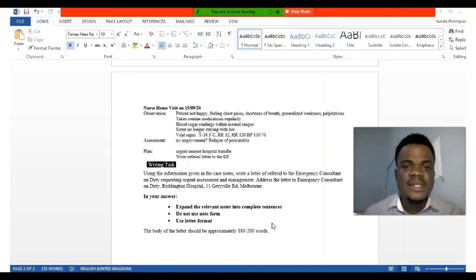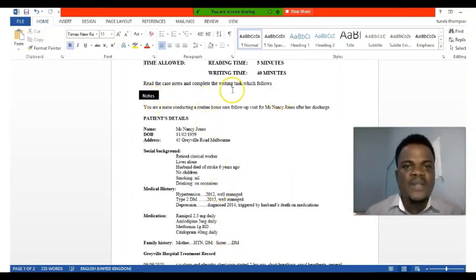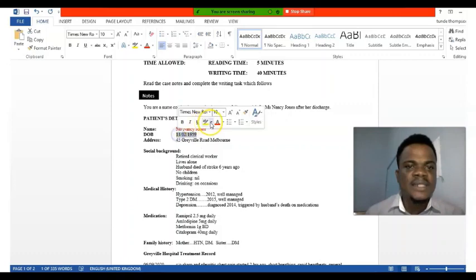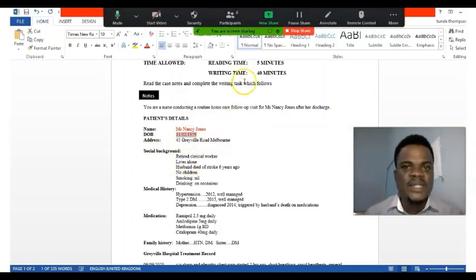Now that you've gotten all this information, the next thing you are going to do is start selecting appropriate information. You go back to the beginning of the writing task. From the beginning, we always choose the patient's name. We'll also add the date of birth. This information is always very important. Then the address of this patient.